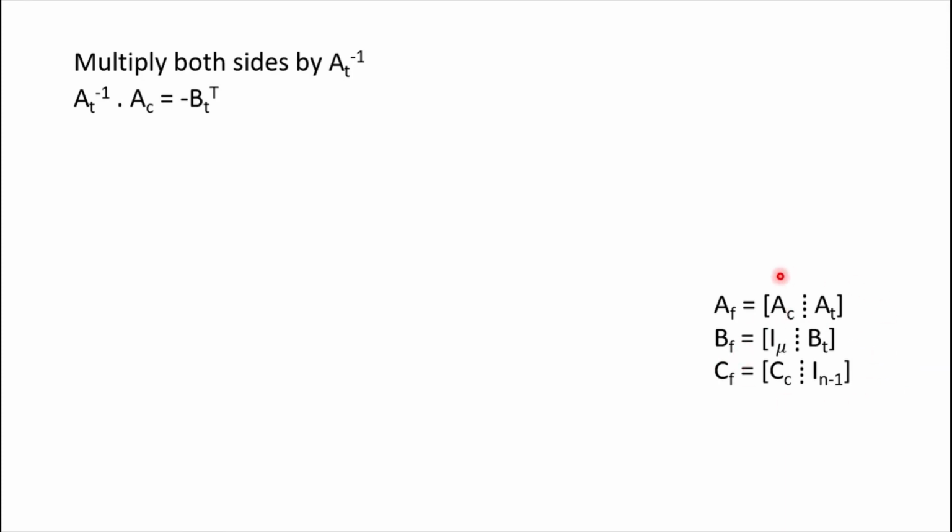This is from the same slide, so just ignore this for the time being. Multiplying AT inverse to both sides gives us AT inverse·AC is equal to minus BT^T. Now from mod 2 arithmetic, we know that minus 1 is equal to 1. So by applying that, I get BT^T is equal to AT inverse·AC. This is our equation number 4.